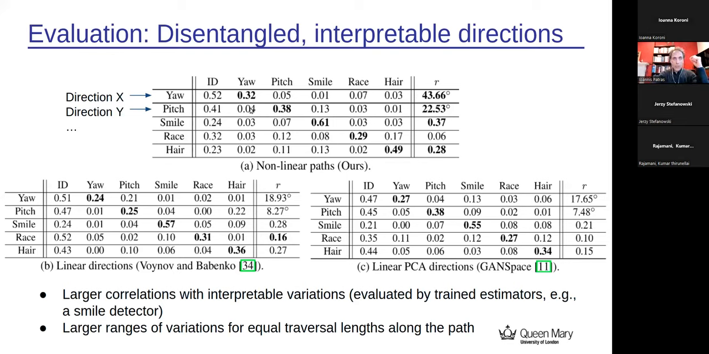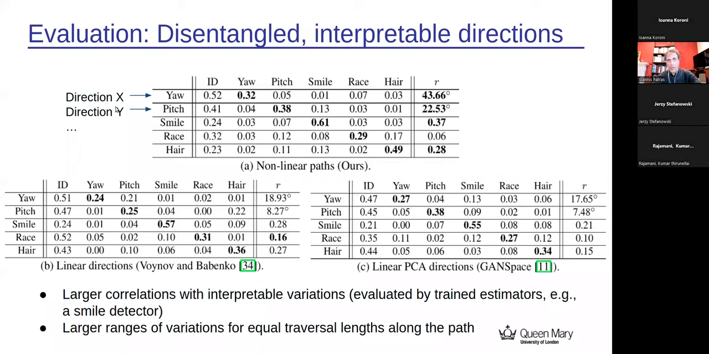Do we achieve that? The answer is yes. We quantify this in the experiment in this table that I am showing to you here. This experiment tries to quantify the changes in certain attributes such as yaw, pitch, smile, race, or hair that are generated when following different paths that we discover.